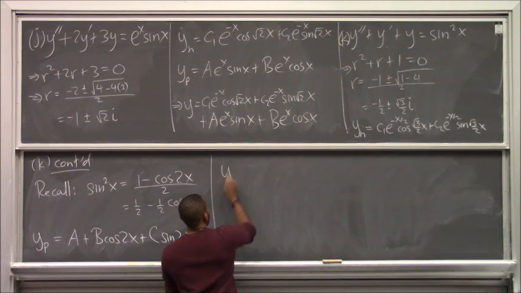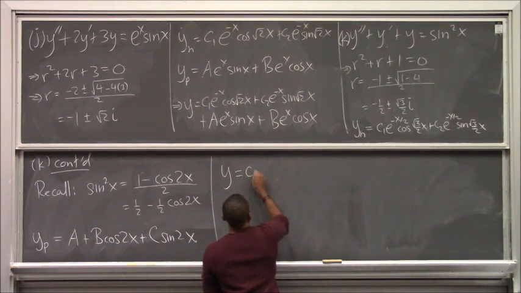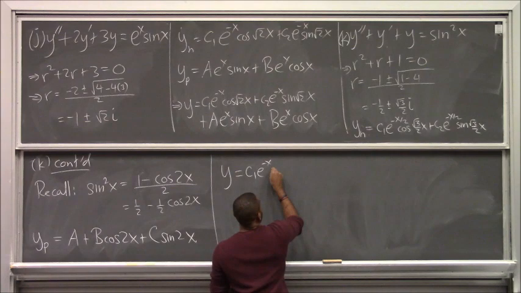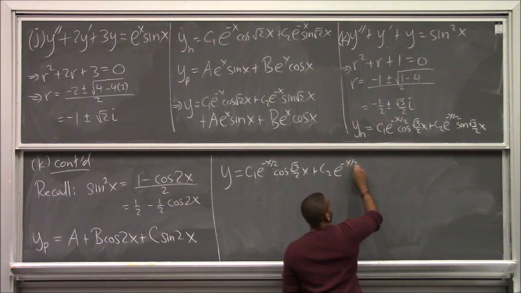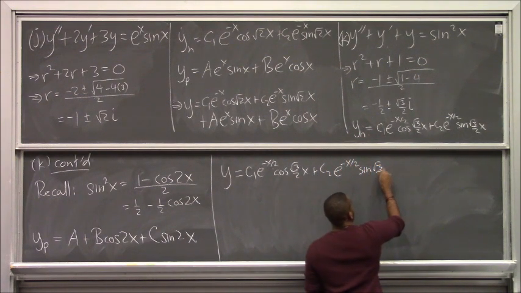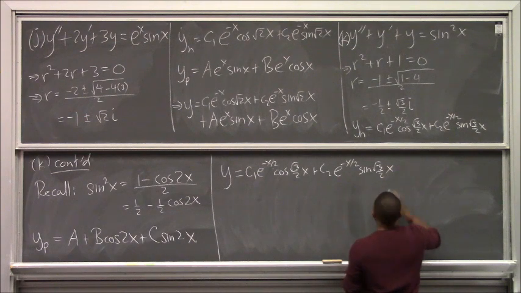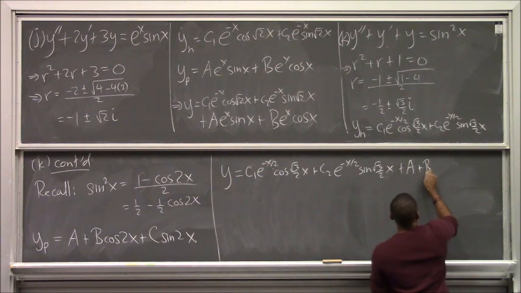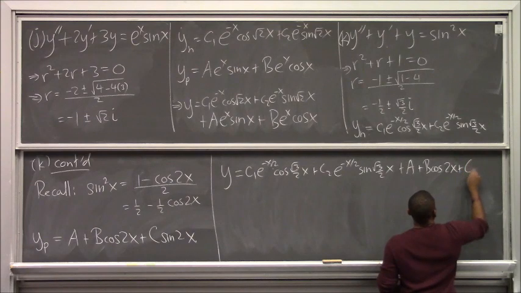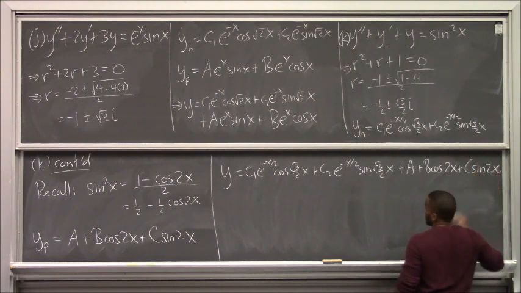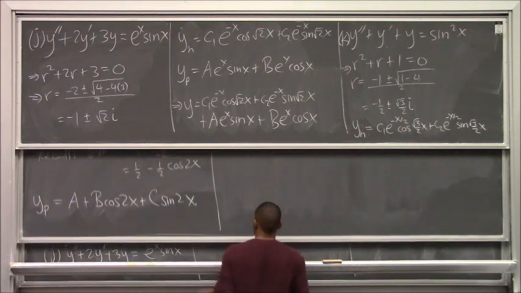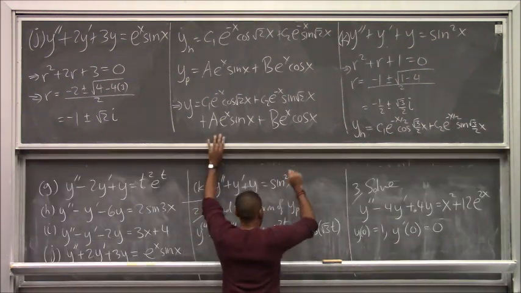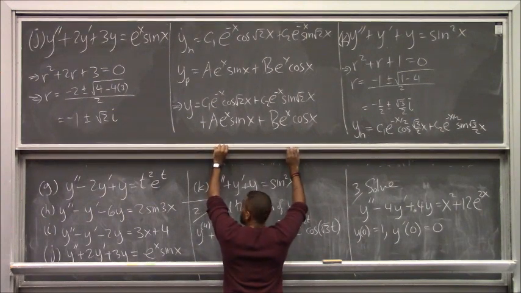And so our general solution would look like C1 e to the minus x over 2 cosine radical 3 over 2 x plus C2 e to the minus x over 2 sine radical 3 over 2 x, plus the particular solution with cosine 2x. And that is that. Now, we had a challenge problem. A fourth derivative.